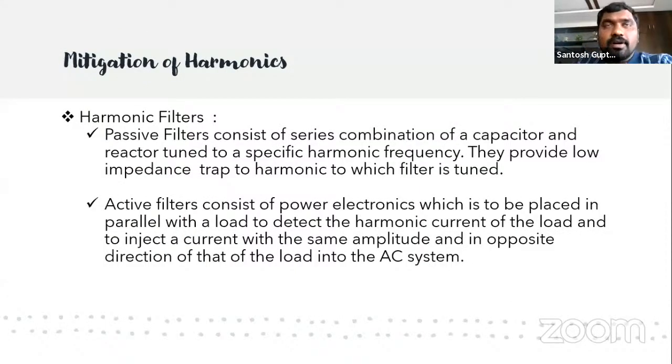So how to mitigate the harmonics? If you have a system which is having more harmonics, we need to reduce the harmonics, because we should not affect the other systems which are connected to the same utility. So from an academic point of view, we can see these two: passive and active filters.